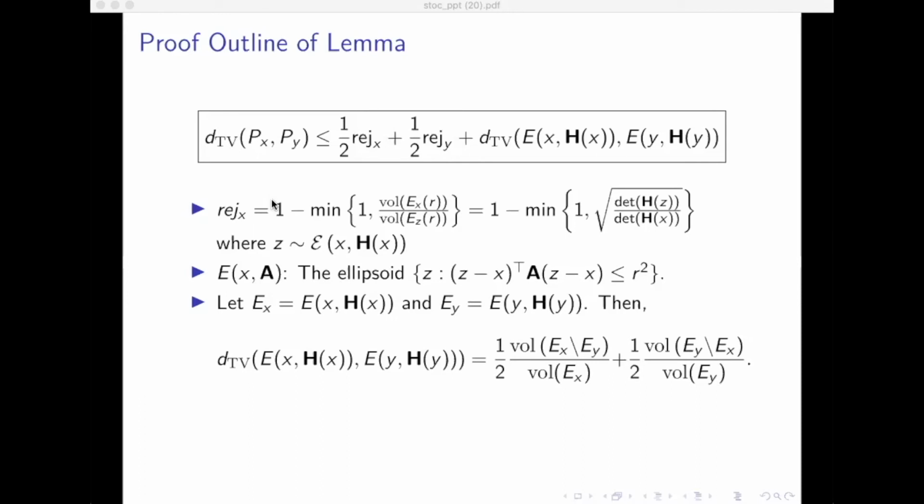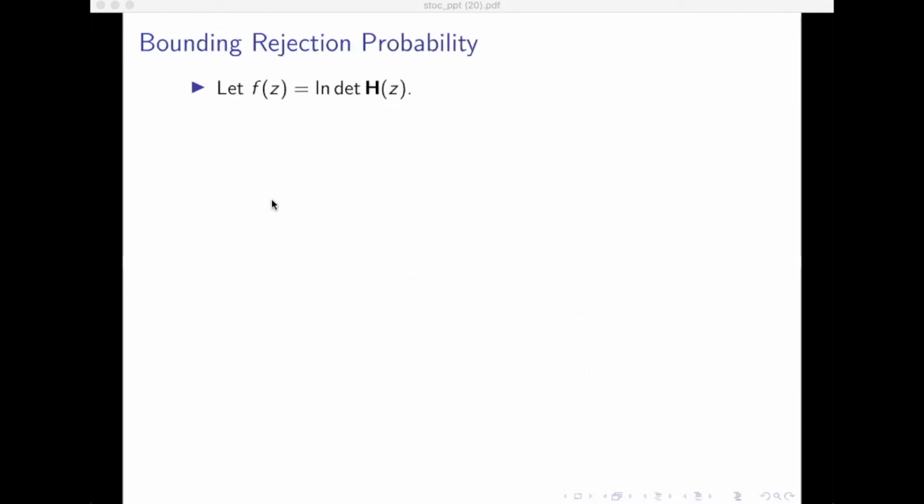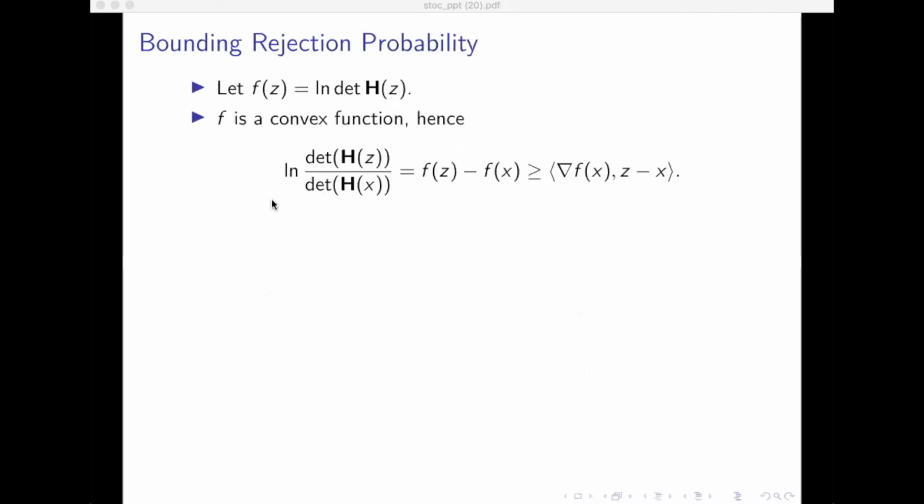First, we bound reject x. Let fz equal to log determinant of hz. Then f is a convex function, and therefore log of the determinant of hz divided by the determinant of hx is equal to fz minus fx, which is equal to the log of the rejection probability. And this quantity is greater than or equal to the gradient at x transpose times z minus x.